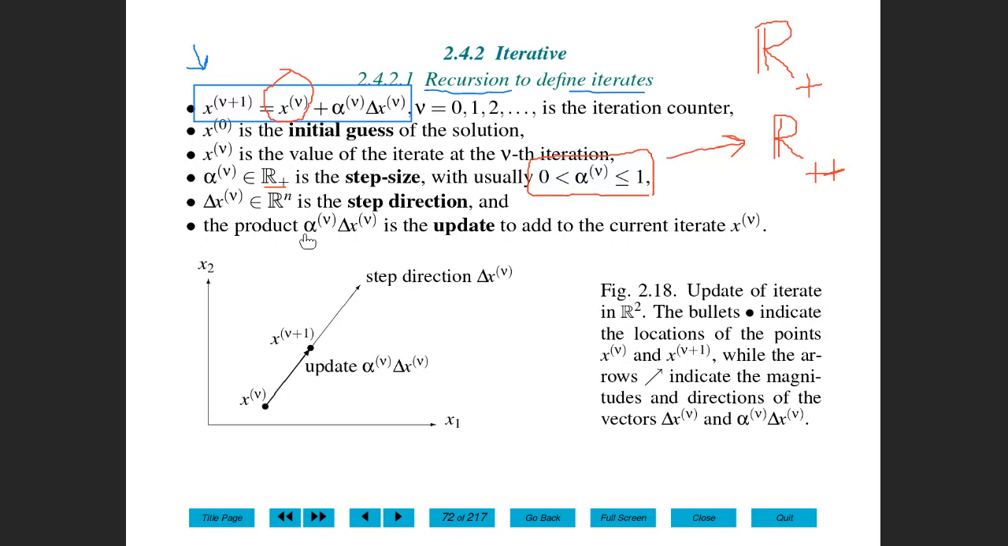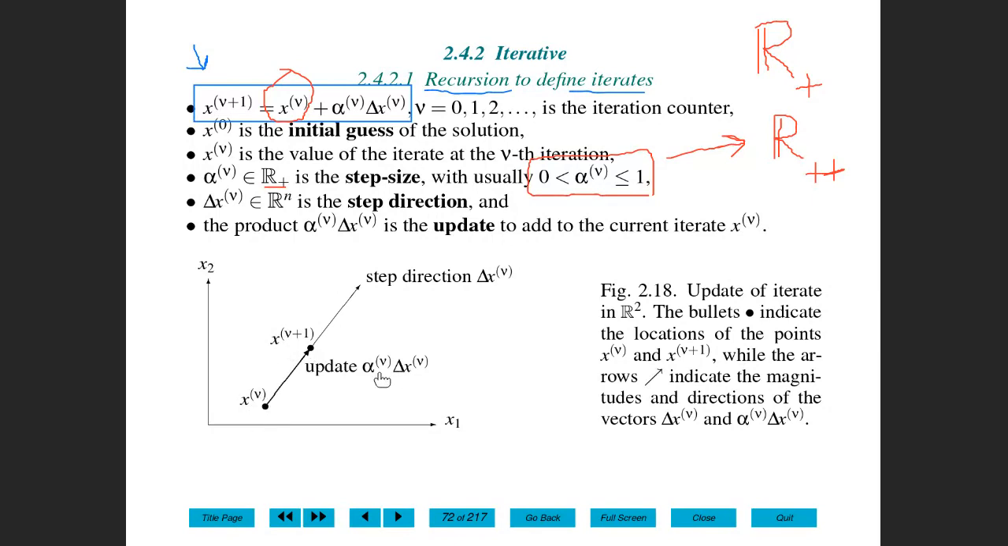we have to see that this product, alpha multiplied by delta x, we say is the update, because this value is effectively added to the current value. So we call this second part the update. Graphically, we are trying to show that this is x_k, the old value, and this is the new value, x_{k+1}. The old value plus the update gets us to the new value.